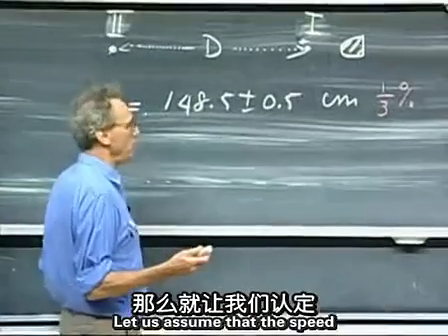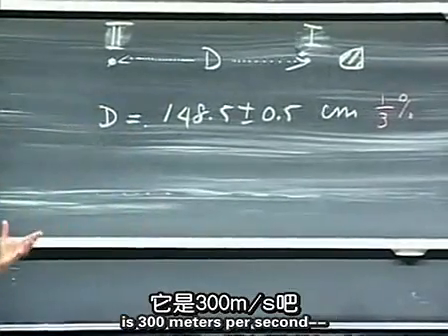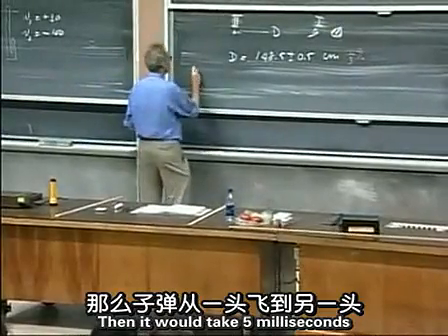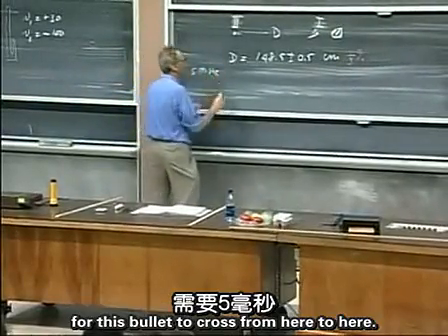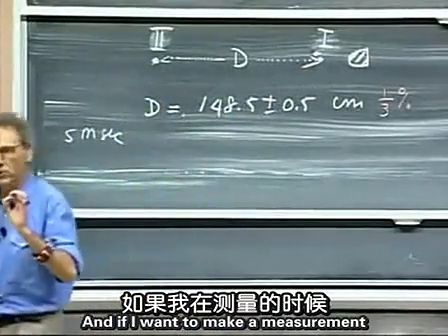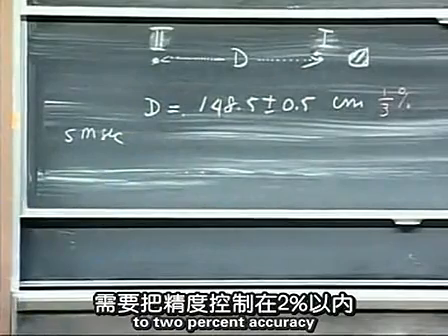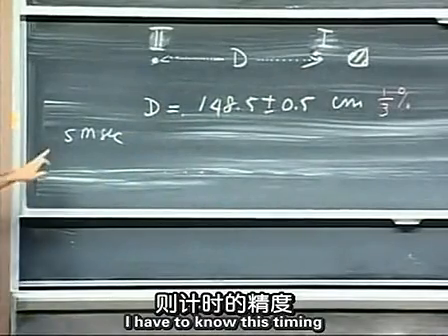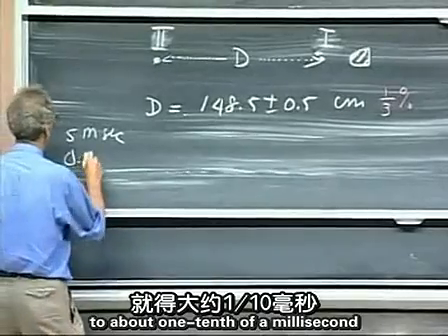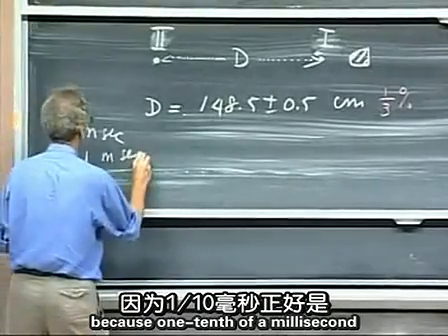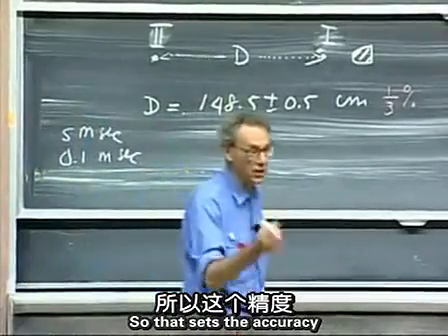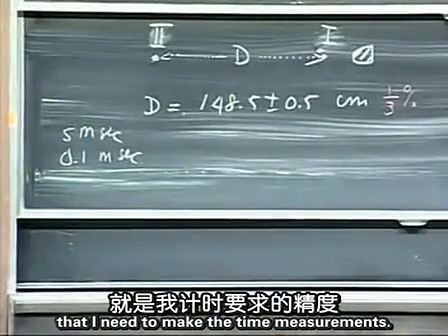Let us assume that the speed is 300 meters per second. Just a wild guess. Then it would take 5 milliseconds for this bullet to cross from here to here. And if I want to make a measurement to 2% accuracy, I have to know this timing to about 1/10 of a millisecond, because 1/10 of a millisecond is about 2% of 5. So that sets the accuracy that I need for the time measurements.